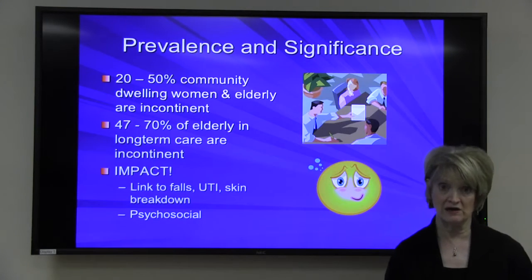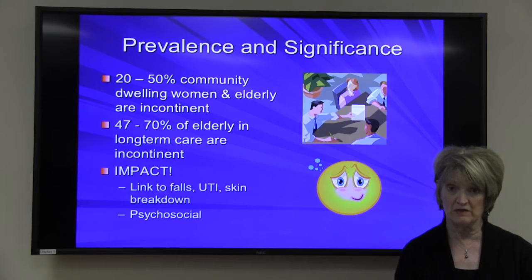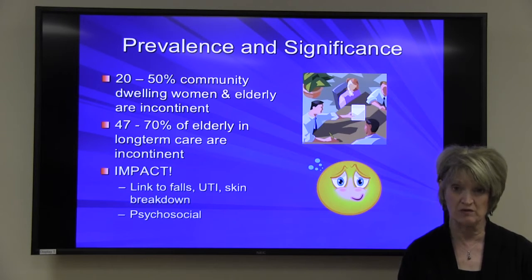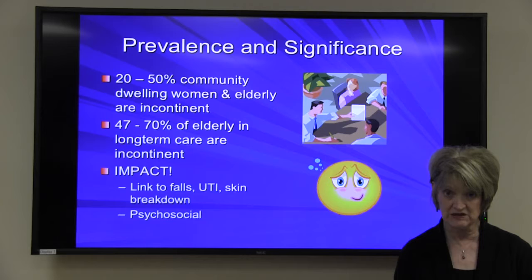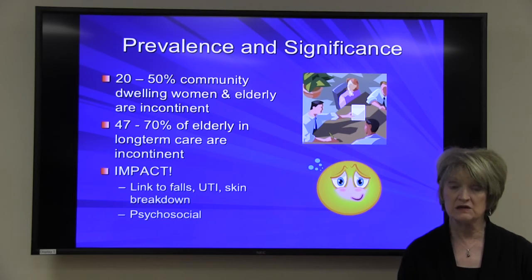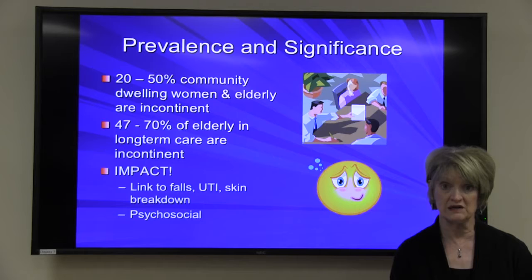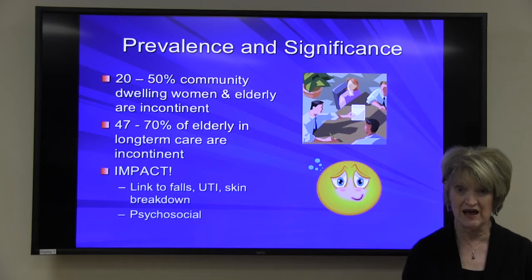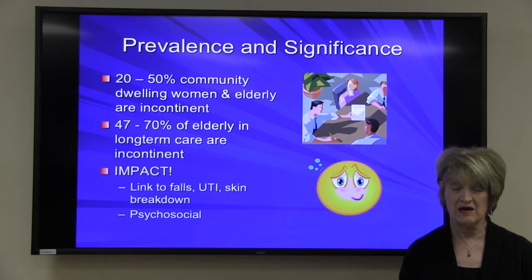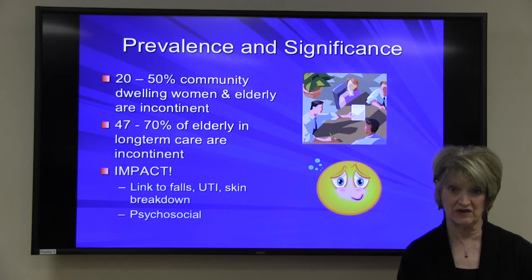So you know, and I know, that urinary incontinence is very common. In the past, it's frequently been given very little attention, partly because it wasn't considered to be a medical problem. But now we have increasing data about not only the prevalence of this condition, but also the impact. So looking first at prevalence. Current data suggests that at least 20 to 50% of community-dwelling women and elders are incontinent. 47 to 70% of elders in long-term care are incontinent. And we know there's a significant impact.